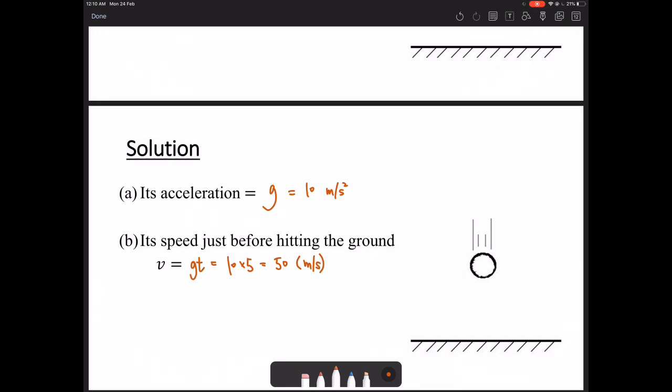Remember, in part A it asks for your acceleration, so you have to answer the direction as well. Do you know why? Because acceleration is a vector quantity, so we care about its magnitude as well as its direction.